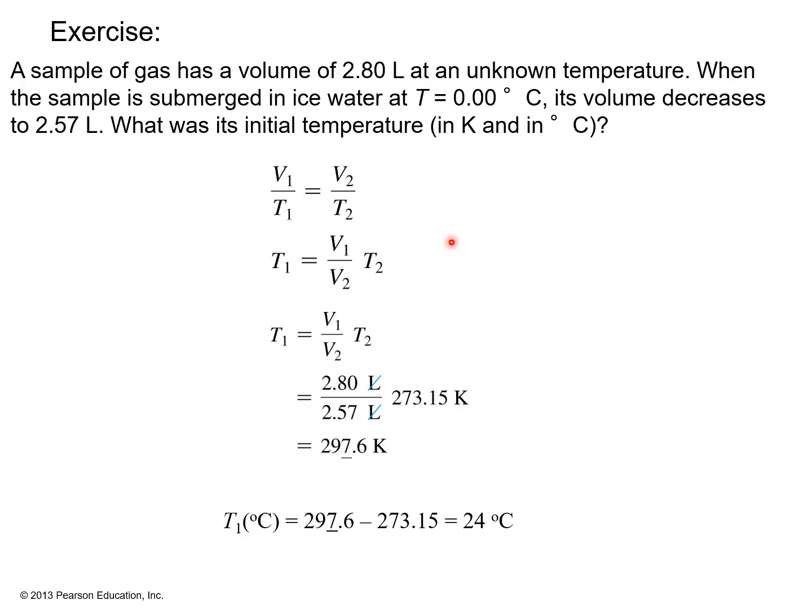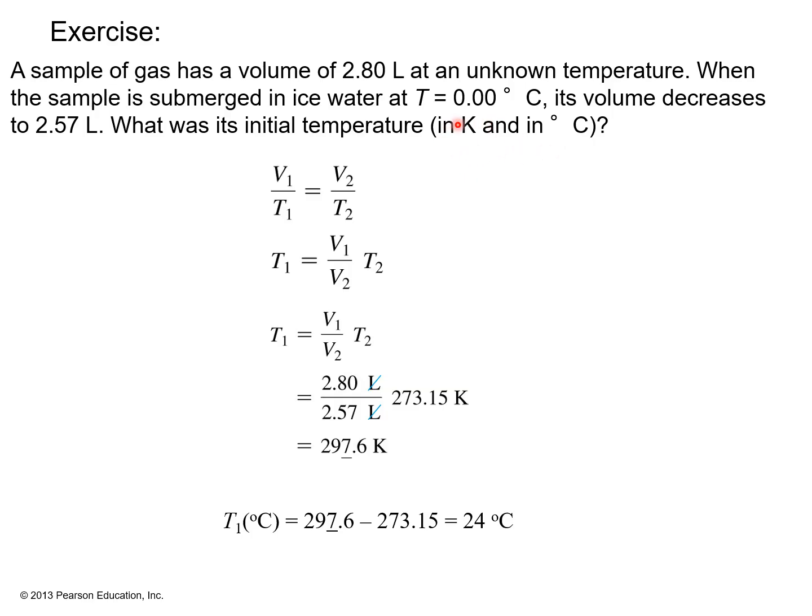Okay, let us do this exercise. A sample of gas has a volume of 2.80 liters at an unknown temperature. When the sample is submerged in ice water at T equal to 0 degrees Celsius, its volume decreases to 2.57 liters. What was its initial temperature in Kelvin and also in degrees Celsius?